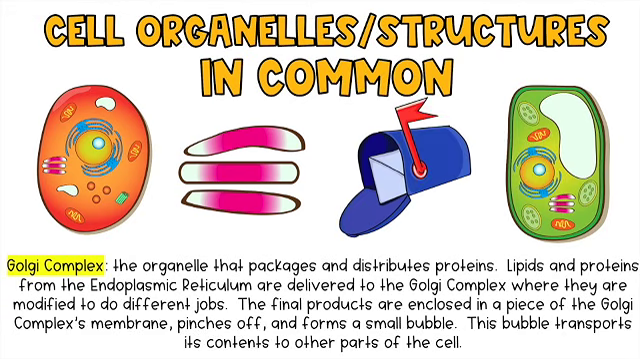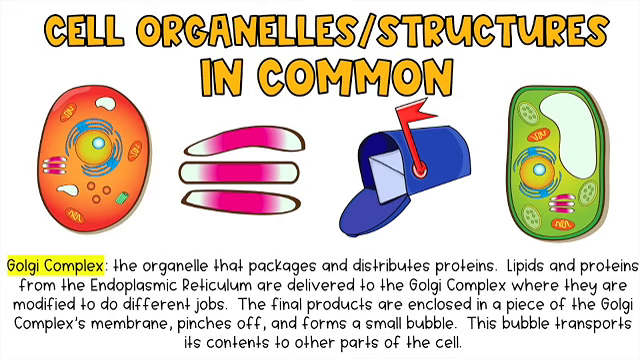So we've got a mailbox here because we know that the United States Postal Service or UPS or FedEx, they are the ones that are shipping things and delivering things where they need to go. They're distributing it. And that is what's really important about the Golgi Complex, is that it packages and distributes those proteins, modifies them, and transports it in that vesicle, the little bubble, to other parts of the cell.